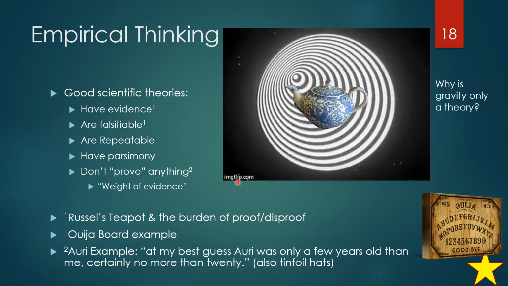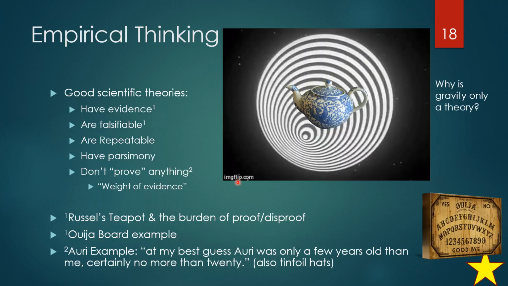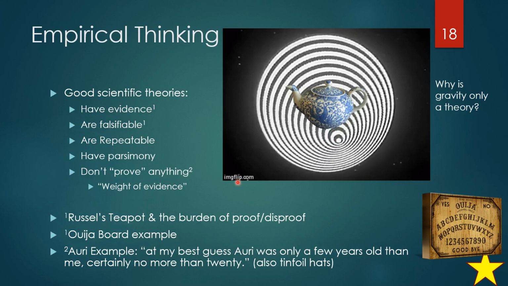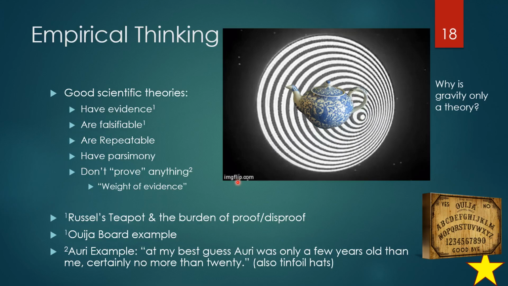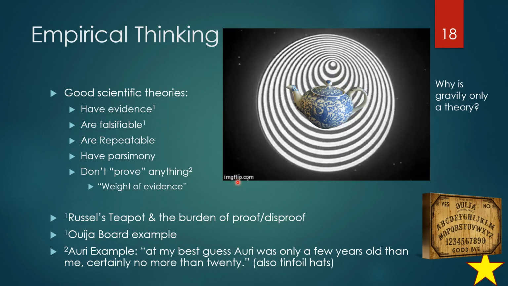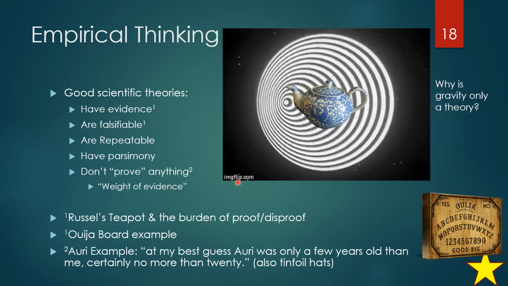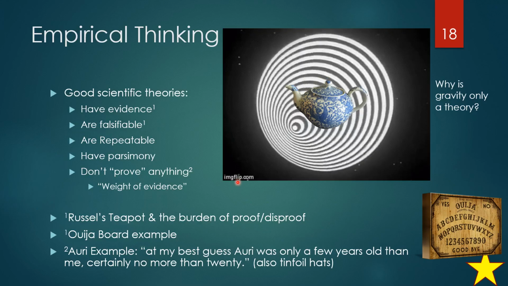It's a complicated sort of idea, and I really would encourage you, if you are interested in that idea, to go ahead, just go to YouTube, type in Russell's teapot, and see if you can find out more examples. Now, another example of this is the Ouija board example. It's the idea that you want to try and always rule out possible explanations.